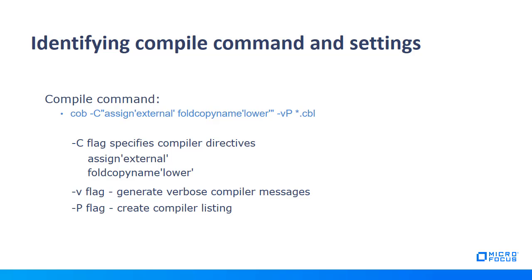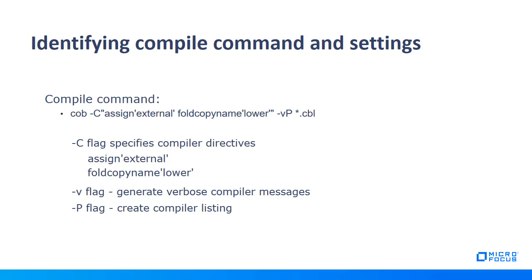The options specified with the "C" are compiler directives. There are two directives specified. The first says that these programs will receive the assignment of their physical data file names from an external source, an environment variable. The second directive instructs the compiler to look for copy files with lowercase names.